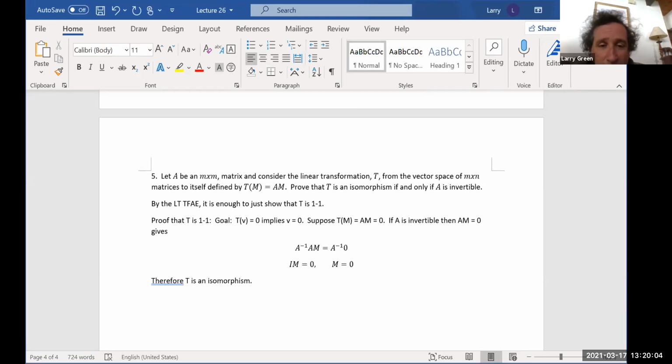Okay, I also need to go the other way. That is, I need to show that if T is an isomorphism, then A must be invertible. Any questions on that? Because again, if and only if means you have to show it both ways. So if and only if means I have to go forwards and backwards. So now we're going to say let T be an isomorphism. So I want to show A is invertible. Any ideas?